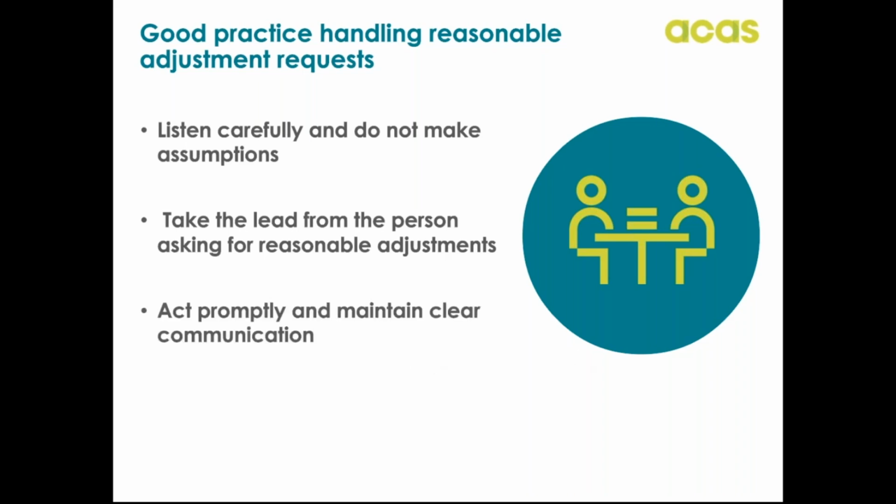If a reasonable adjustment is agreed, act promptly and implement it without delay. Maintain open and clear communication with the employee to ensure they feel supported. If implementation is delayed, try to come up with a short-term solution. Review and record. This should be done regularly, for example, every 6 months, or if something changes.